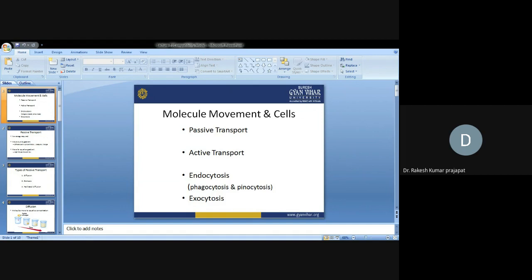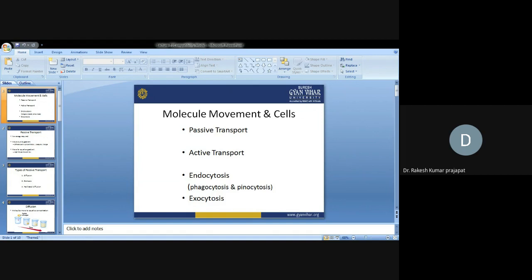The different types of passive transport are diffusion, osmosis, and facilitated diffusion. As you know, diffusion is when molecules move to equalize the concentration, from high concentration to low concentration simply. The example given here is a lump of sugar. If we dissolve this lump of sugar, the sugar molecules will move to different parts of the liquid, so it will distribute equally in the solution.